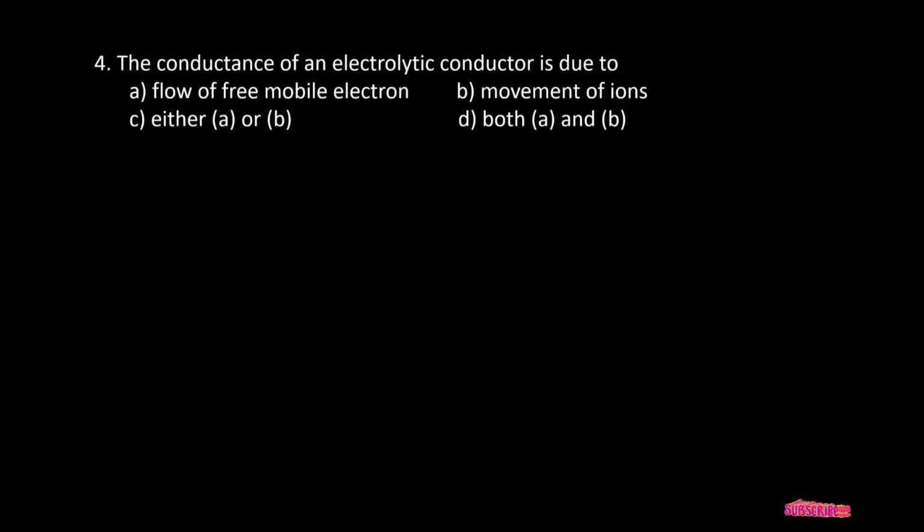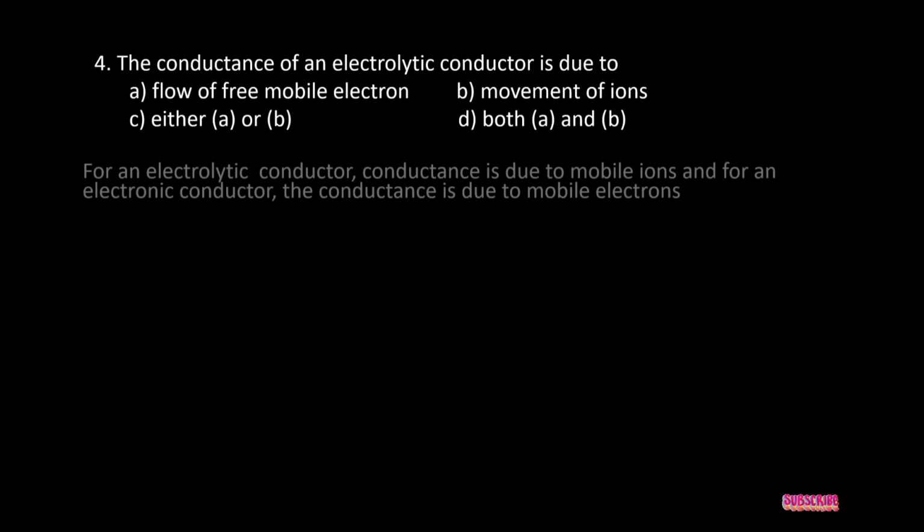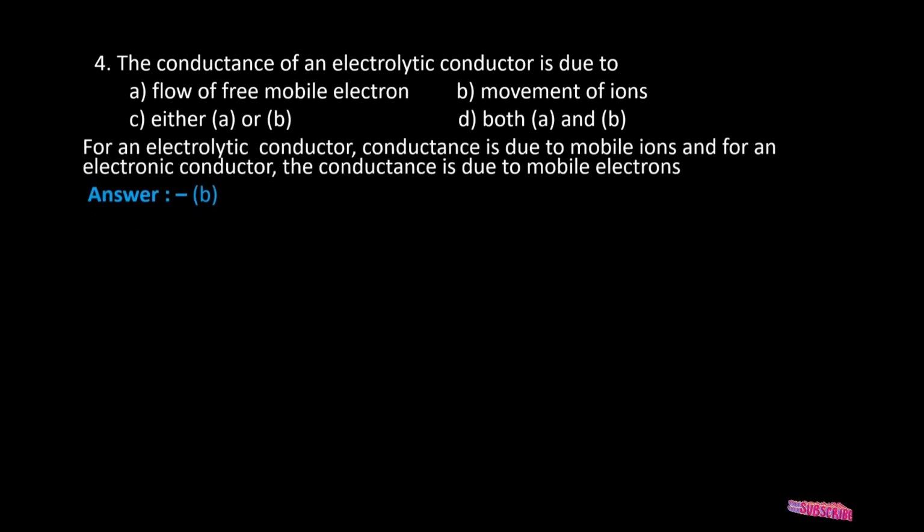Dear friends, next let us take question number 4. The conductance of an electrolytic conductor is due to A. Flow of the free mobile electrons, B. Movement of the ions, C. Either A or B, D. Both A and B. Dear friends, in the electrolytic conductor, the conductance will be due to movement of the ions, but in the metallic conductor or the electronic conductor, the conductance will be due to movement of the electrons or the mobile electrons. Therefore, the correct answer for this is option B, that is movement of the ions.